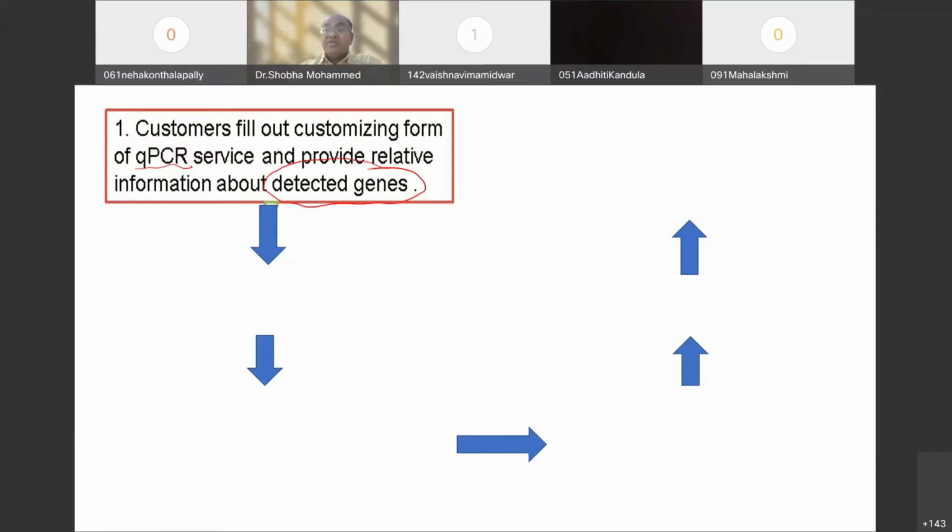Now, which type of gene does he want to detect? That one also. It means that the primers are already designed. Say that I want to find out from the amniotic fluid or the fetal fluid which has been extracted, the genes which cause autism. So I write that I am looking for autism. I have already got the primers for that.